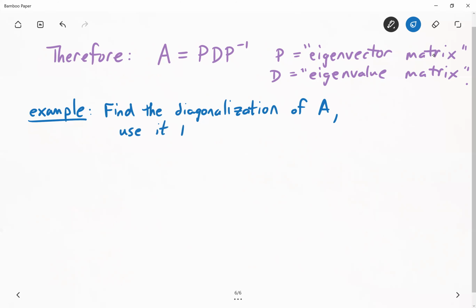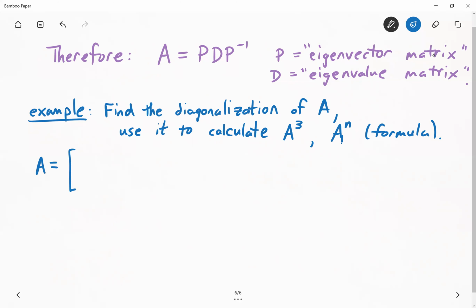So use it to calculate maybe A cubed and A to the n. We can actually get a nice formula for the nth power of a matrix. And so this is what all the examples will look like. Now let's start off with a matrix, and I'm going to pick all these examples so the corresponding polynomial is relatively nice. For this first matrix, let's say 1, -2, 1, and 4.